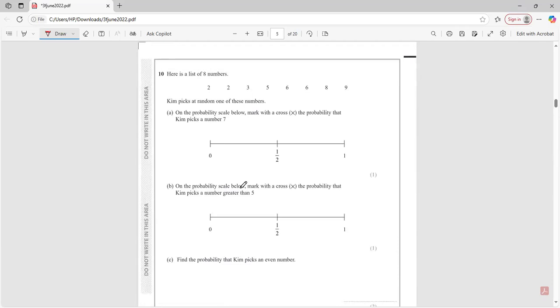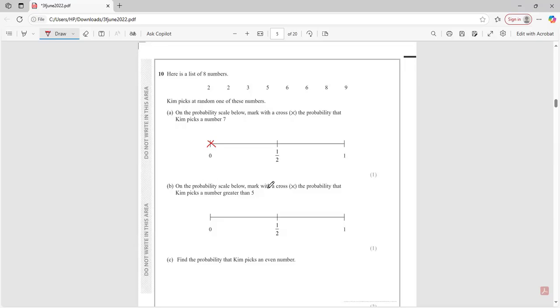Here is a list of 8 numbers. Kim picks a random one of these numbers. On the probability scale below, mark with a cross the probability that Kim picks a number 7. Now, there's no 7 in there, so obviously that's a 0. It's not a possibility.